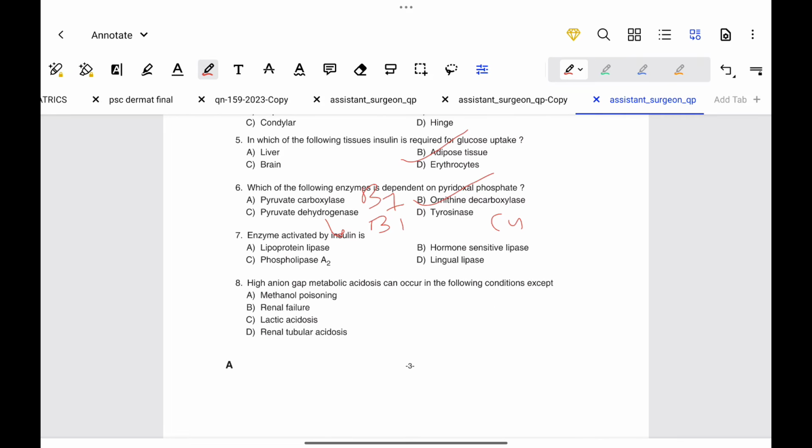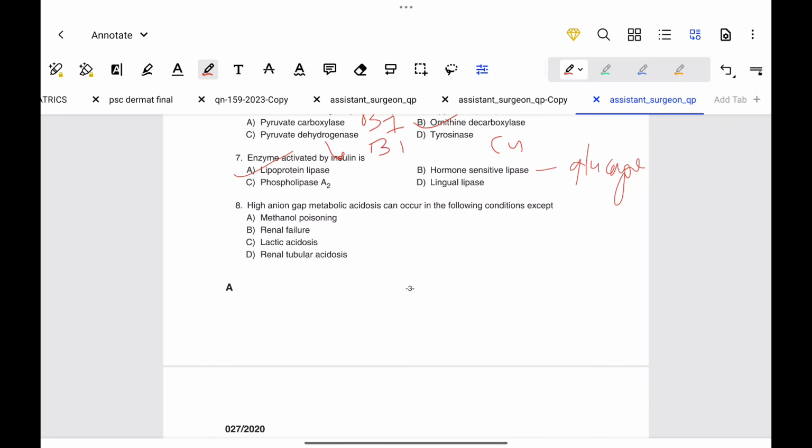Next question, enzyme activated by insulin is? Enzyme activated by insulin is lipoprotein lipase. Glucagon will activate hormone sensitive lipase. Insulin will activate lipoprotein lipase. So the answer is option A. High anion gap metabolic acidosis can occur in the following conditions except?